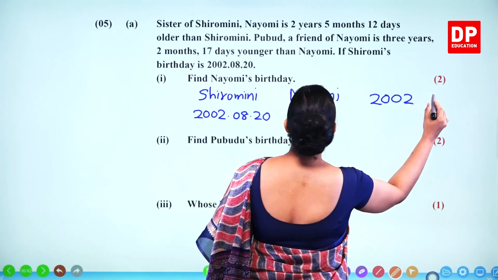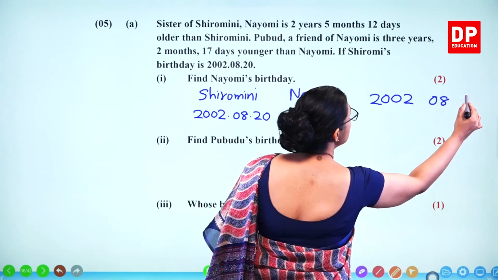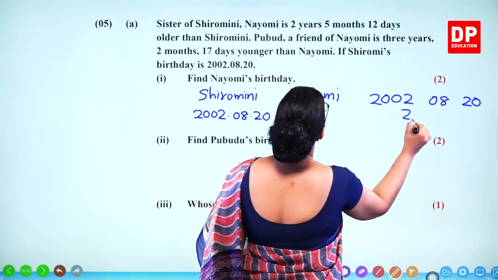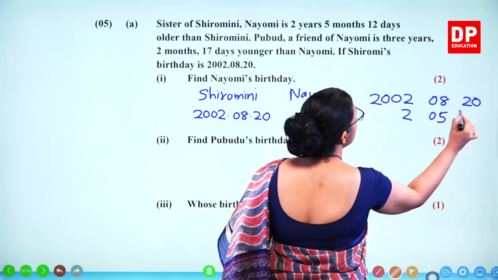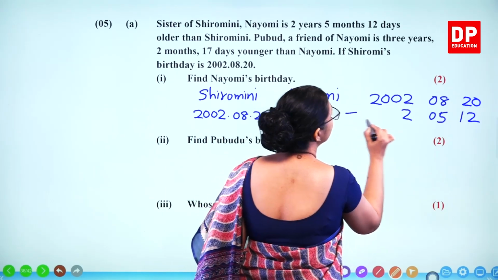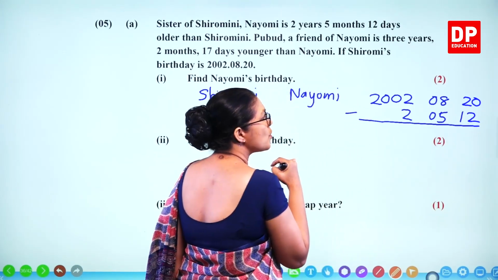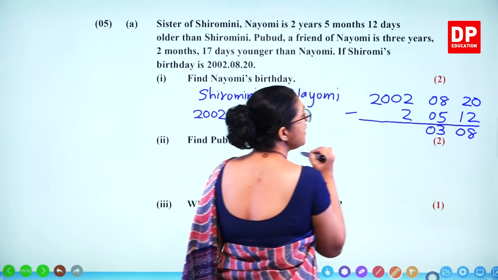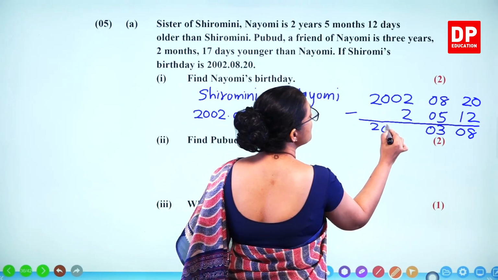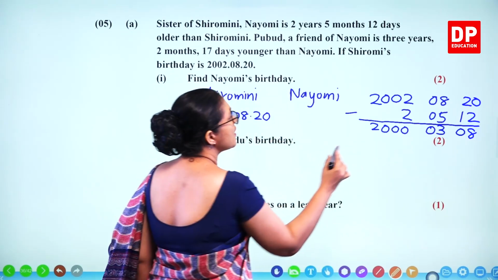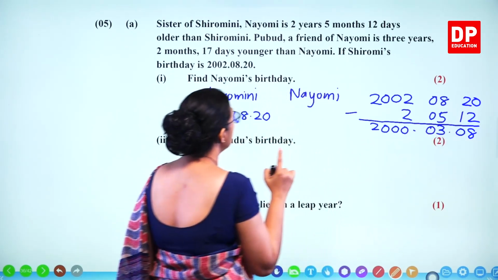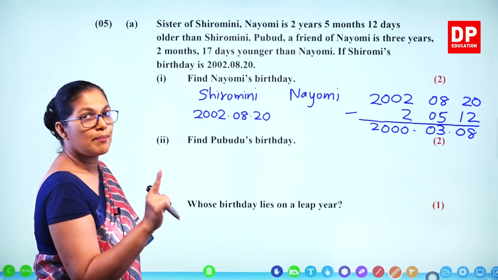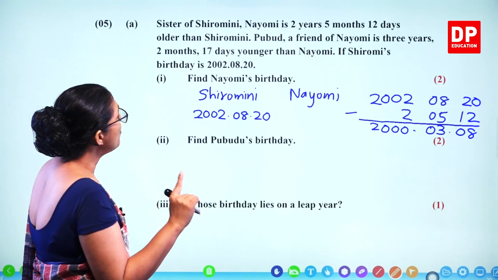Let's do that. 2002, 8/20. Subtract 2 years, 5 months and 12 days we have to subtract. So when you subtract 20 minus 12 is 8. 8 minus 5, that's 3. Then this becomes 2000. So what's Naomi's birthday? 2000, 3/8, March 8th.